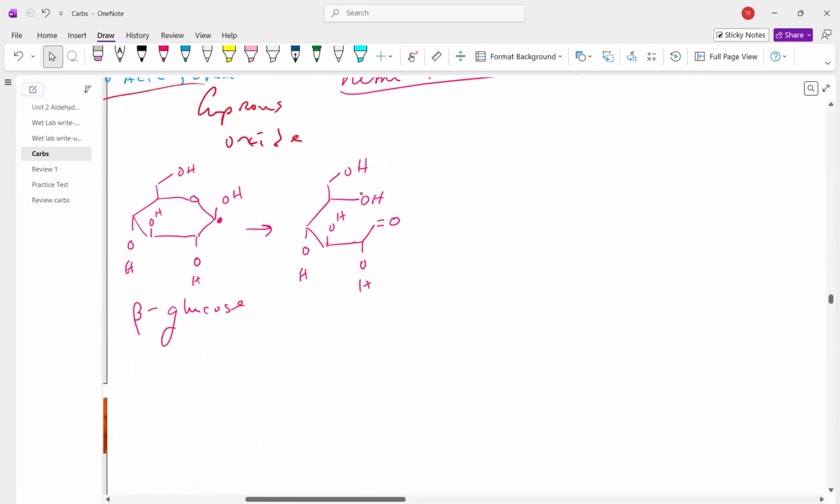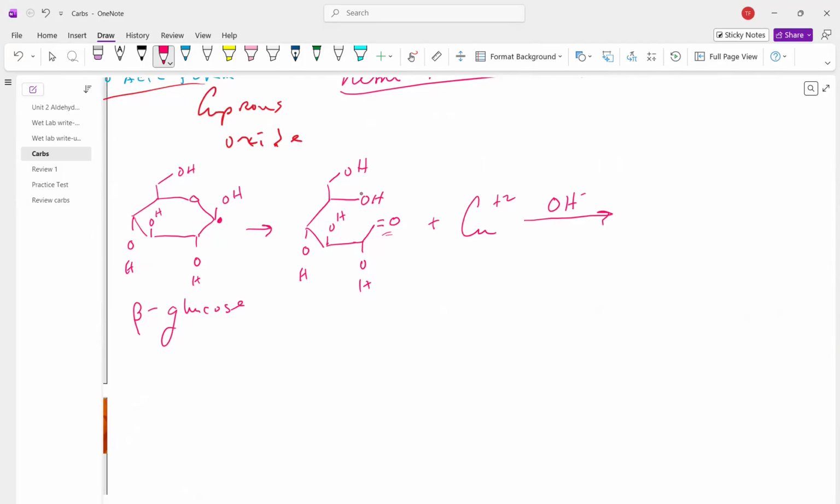Now, if we put in the Benedict solution, copper plus 2, in an alkaline environment, what's going to happen is this guy gets oxidized. That means something's got to be reduced. Oxidation cannot happen unless reduction happens as well. No exceptions.